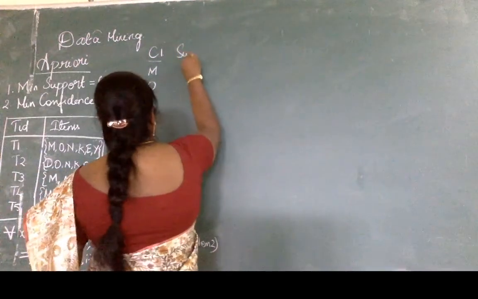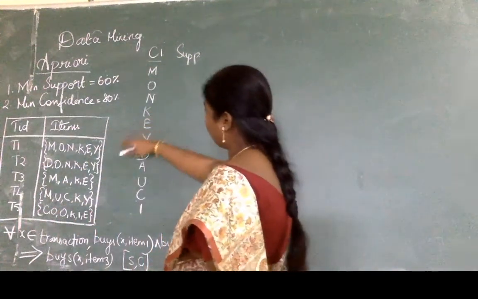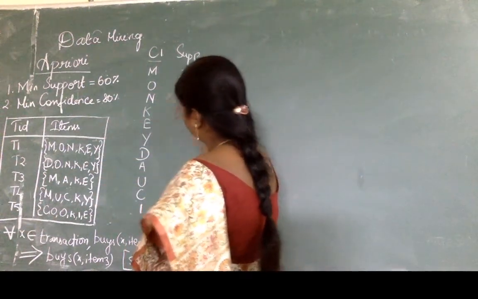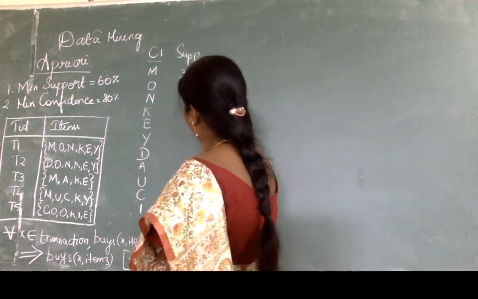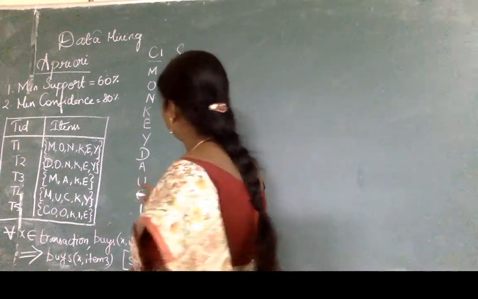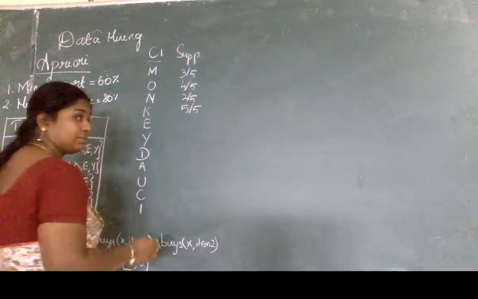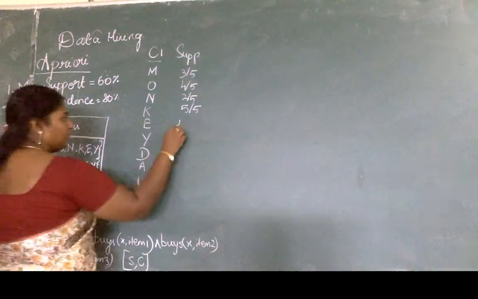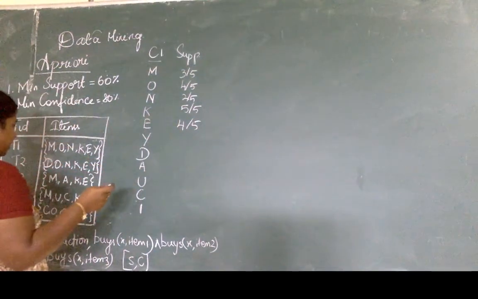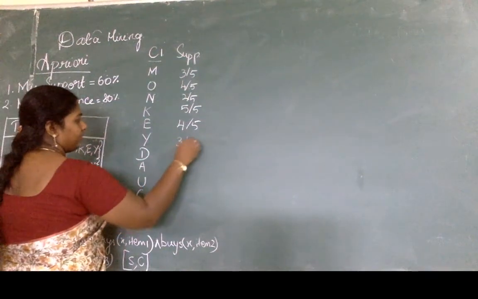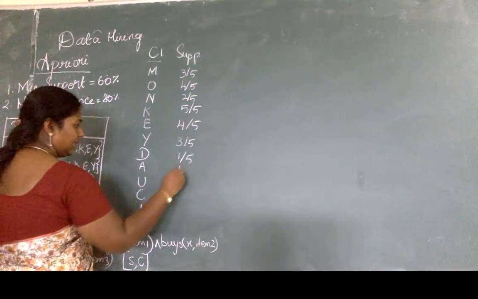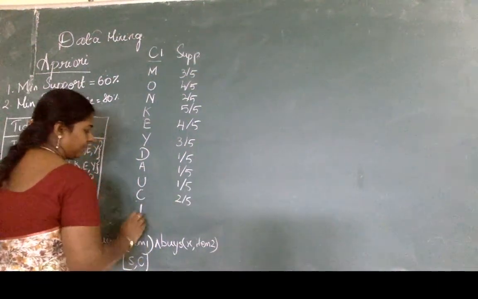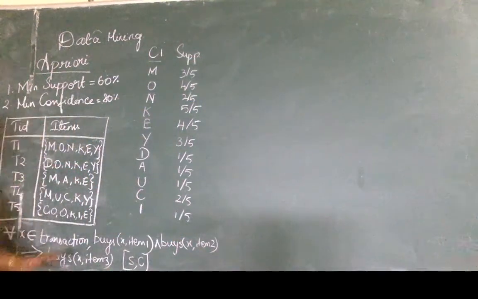The support value of M is 3 on 5, O is 4 on 5, N is 2 on 5, K is 5 on 5. Seems like everybody who comes to the store has been purchasing K. E is 4 on 5, Y is 3 on 5, D is 1 on 5, A is 1 on 5, U is 1 on 5, C is 2 on 5, I is 1 on 5. So this is my support value.